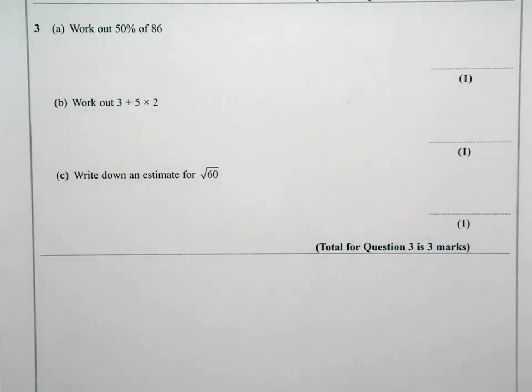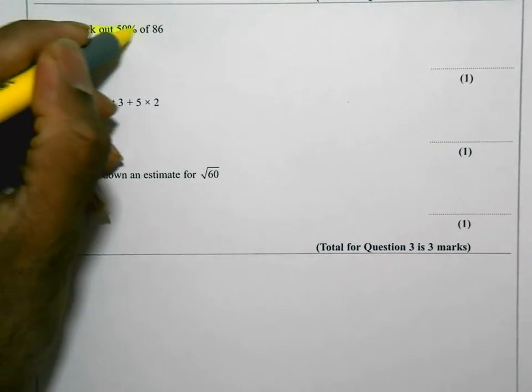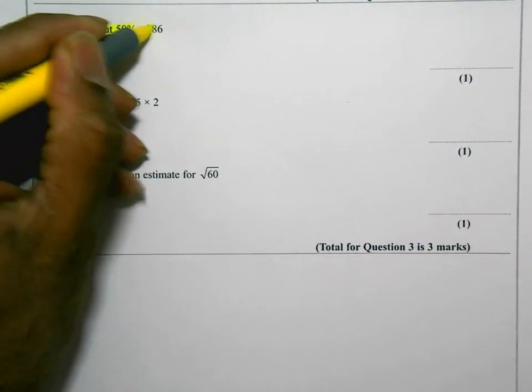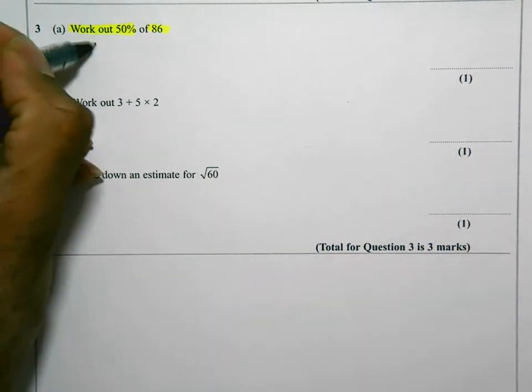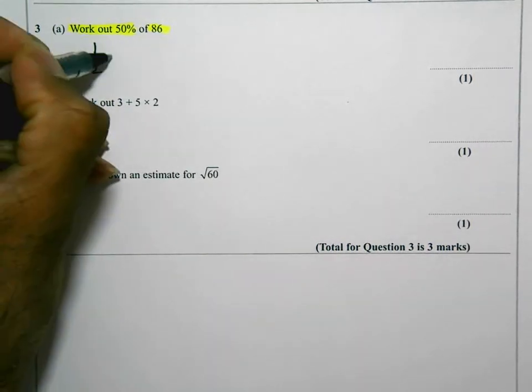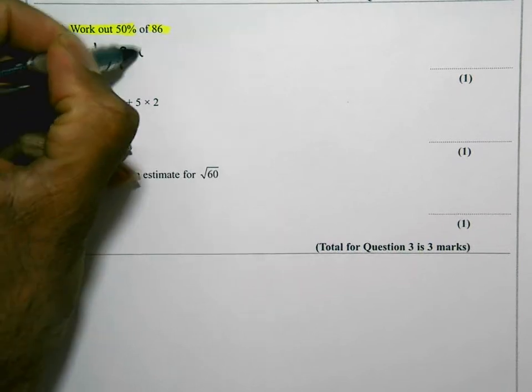This is question 3 on the November Foundation non-calculator paper. Okay, so this question says, first part, A, work out 50% of 86. Now I know that 50% means a half. So what they want me to do is to find half of 86.